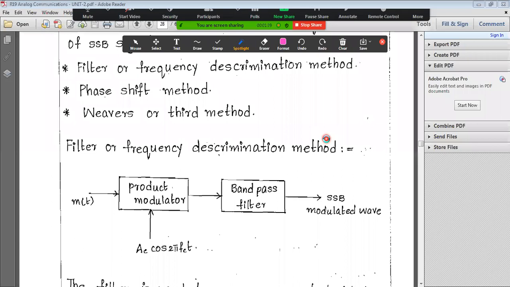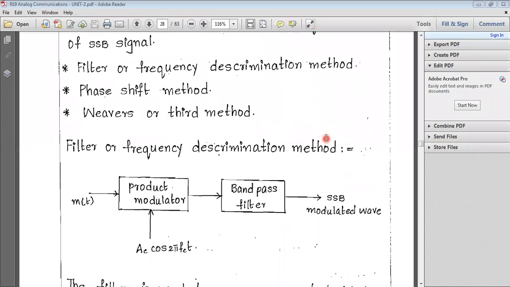In last class already I discussed about the SSB generation methods. There are three types of SSB generation methods. The first one is filter or frequency discrimination method. Second one is phase shift method. Third one is Weaver's method, which is also called third method.